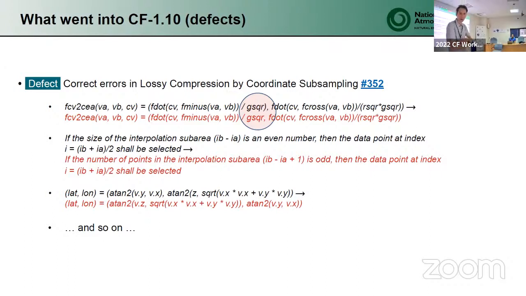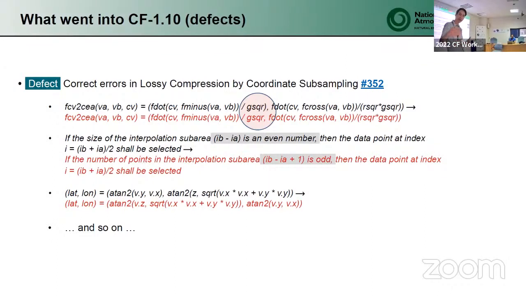The next one in the list. So this is interesting. When I was picking these out to put in this slide, I couldn't work out why this was a defect at all, because if we look at these bits of text, if IB minus IA, these are two integers, is even, then IB minus IA plus 1 is odd. So it seems like a slightly pedantic change. But the problem is that the interpolation subarea, whose size is being described by this integer, its size is elsewhere defined as IB minus IA plus 1.